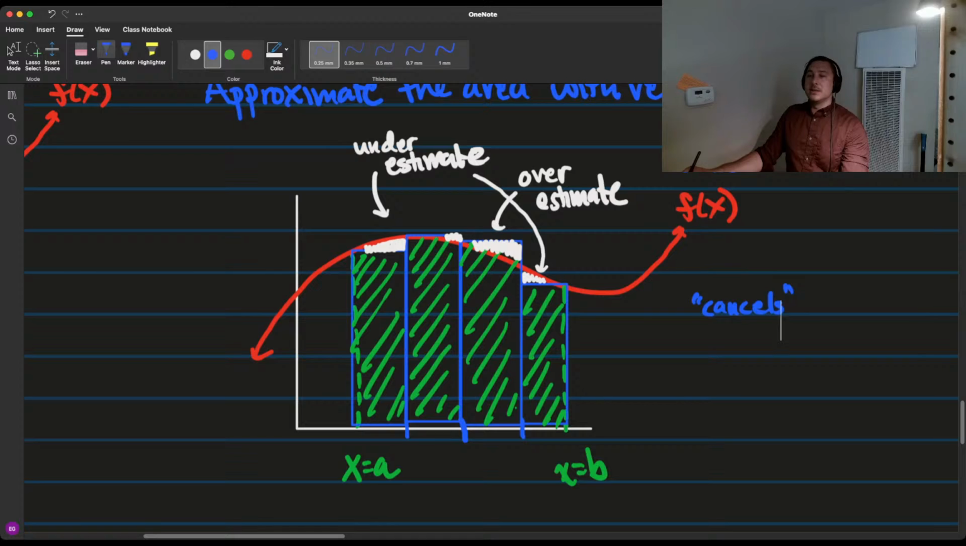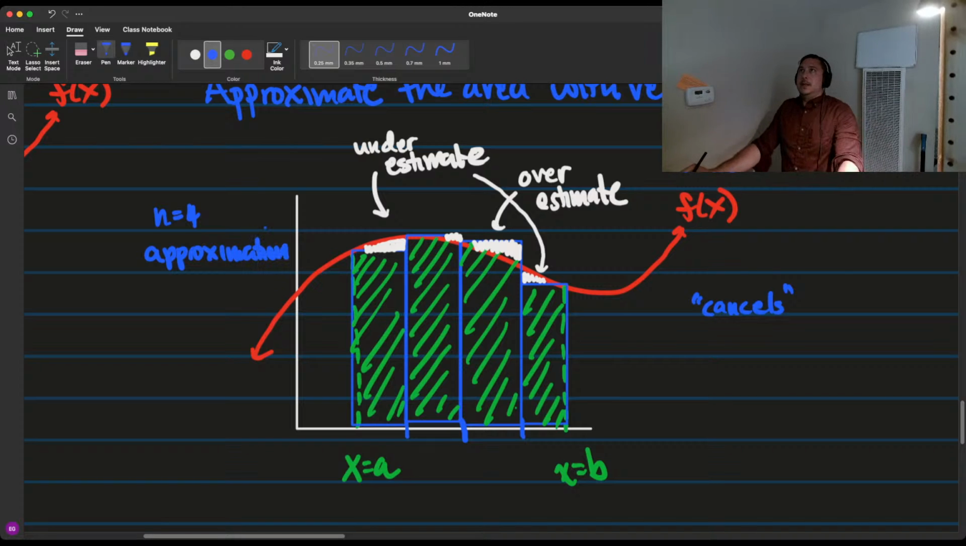You take your approximation, so we call this a 4 rectangle approximation. We would say it's an n equals 4 approximation. And it's not that bad. It's working for us. The amount that's underestimated is pretty close to the amount that's overestimated. So it's probably going to be pretty close to the number that we want.